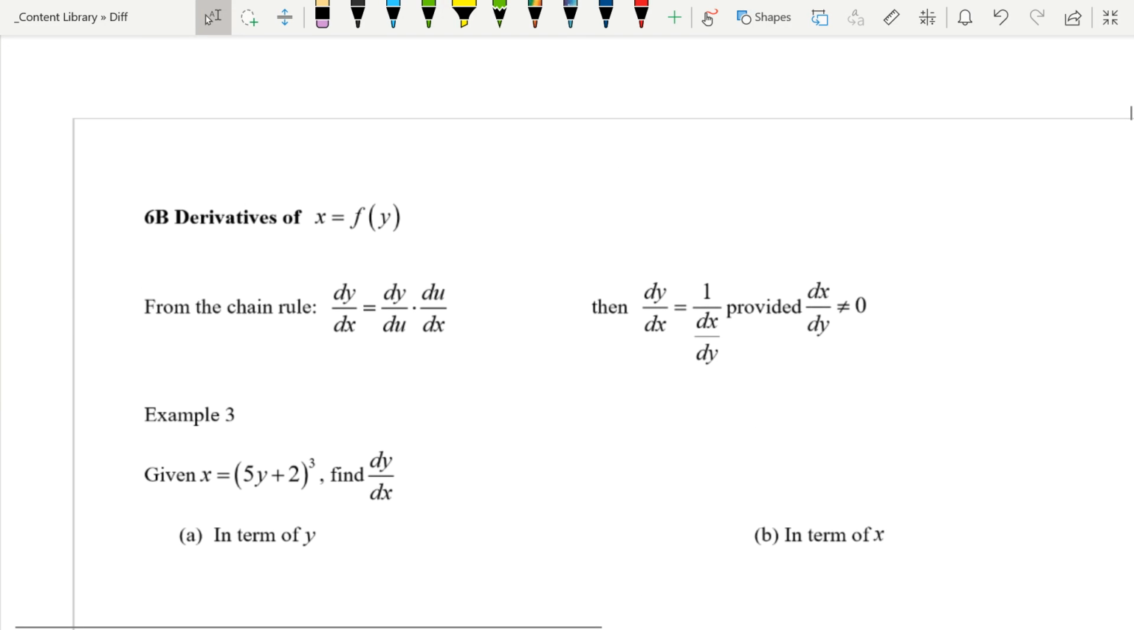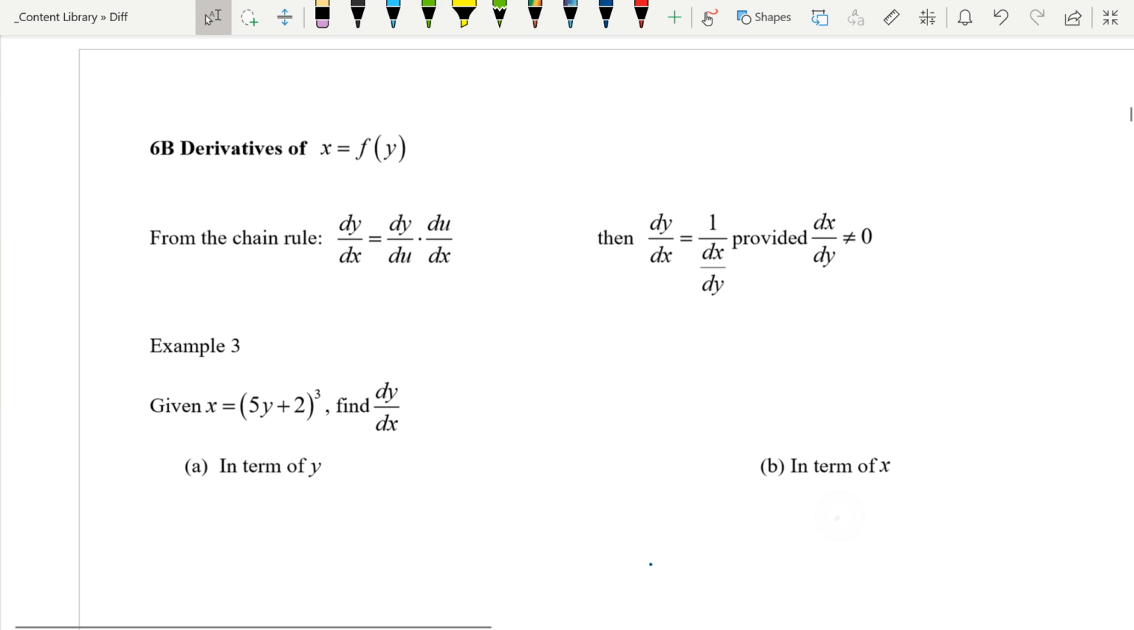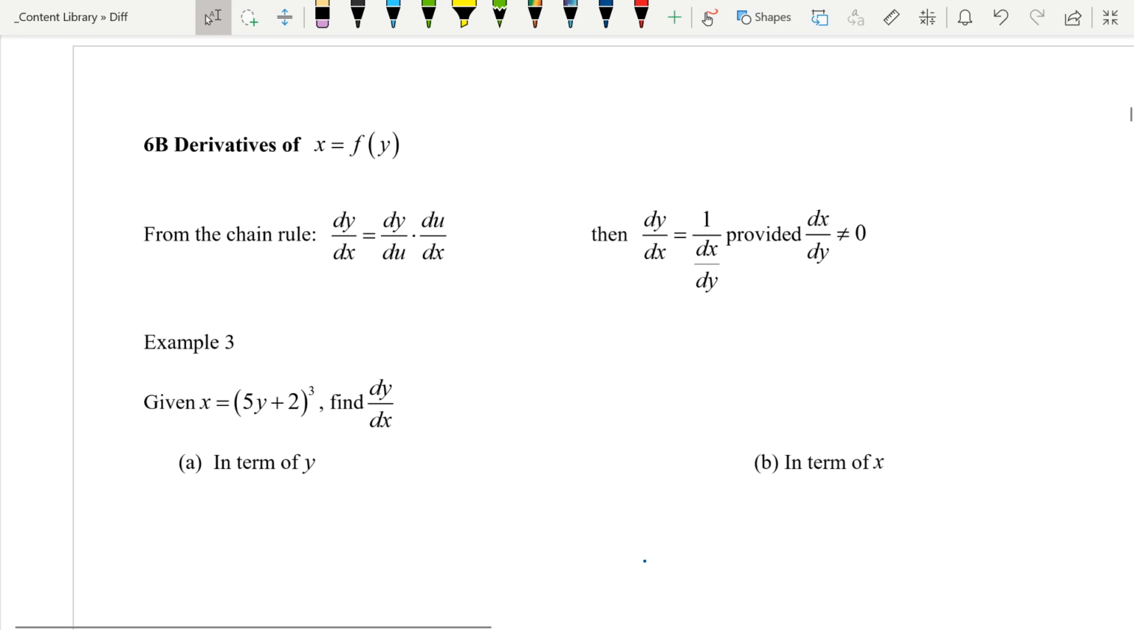Today we'll look at axes in terms of y. Normally we have our function y in terms of x, so y equals blah blah x. And now if we are given a function where x is in terms of y and asked to find the gradient, what can we do?